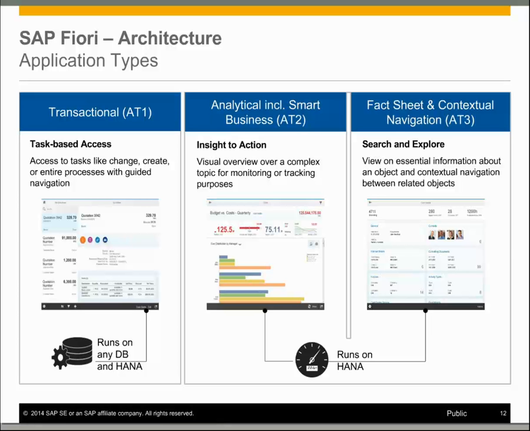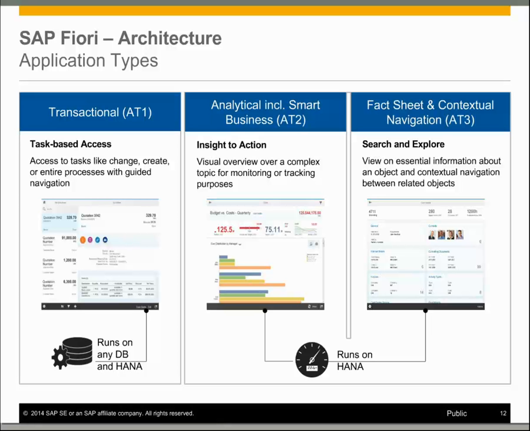Fact sheet. These apps display contextual information and key facts about central objects used in business operations. It provides a view on essential information about your objects and also the relation. You can actually perform drill downs to get more details from the fact sheet. You can navigate from one fact sheet to its related fact sheet.